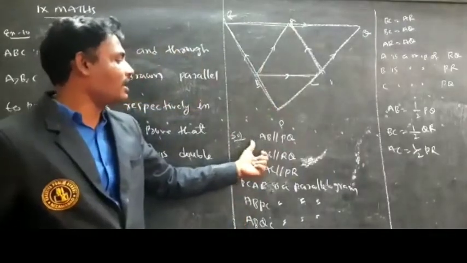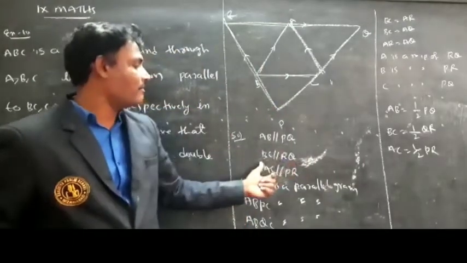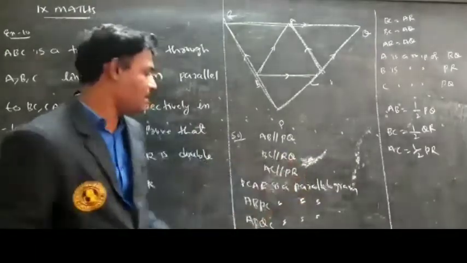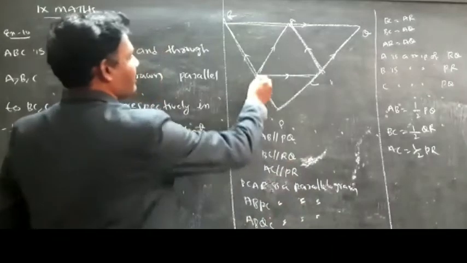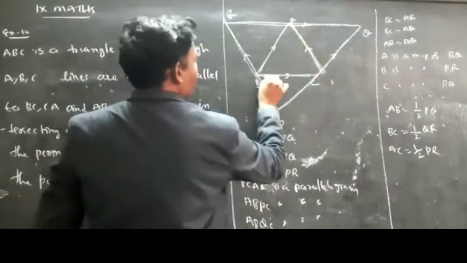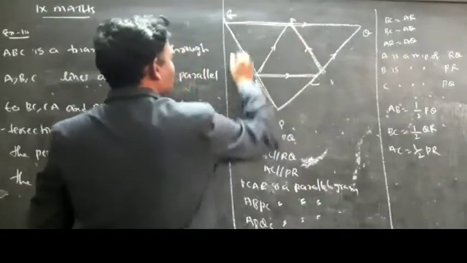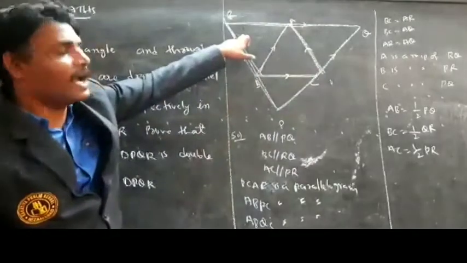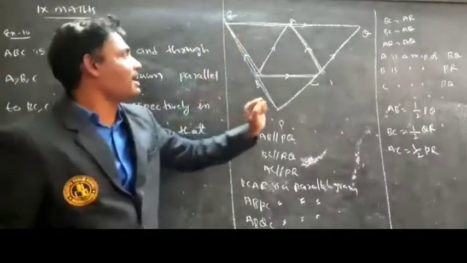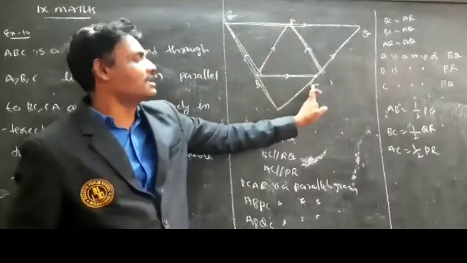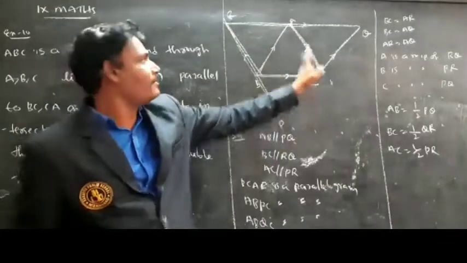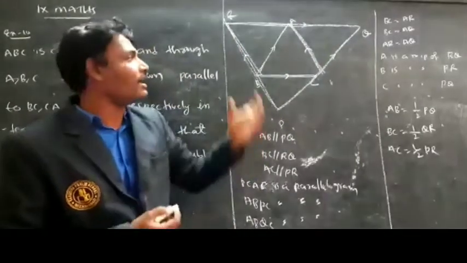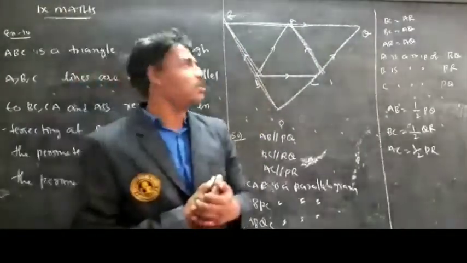So this is the question. Here we already know that AB and PQ are parallel, BC and RQ are parallel, and AC and PR are parallel. See here, BCAR: BC and AR are parallel. Similarly, RB and AC are parallel. So BCAR is a parallelogram. Similarly, ABPC is also a parallelogram, and ABCQ is also a parallelogram. Why? Because opposite sides are parallel.